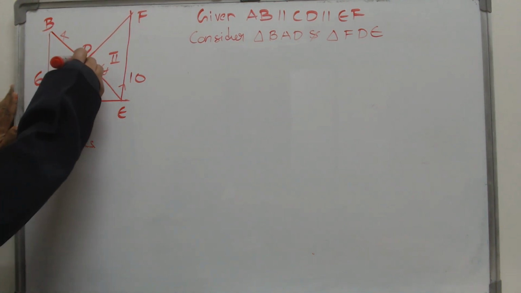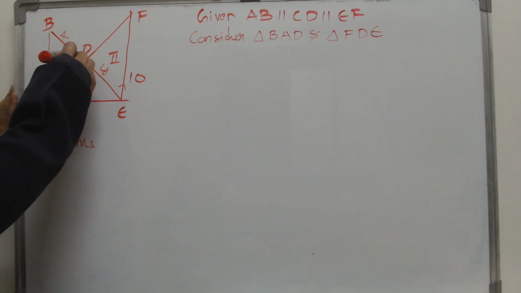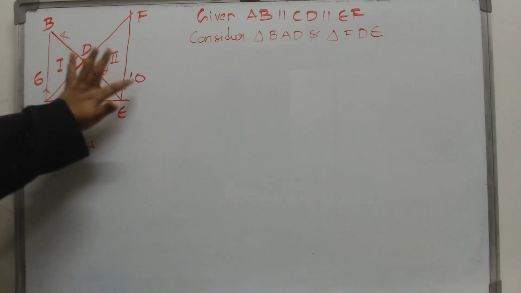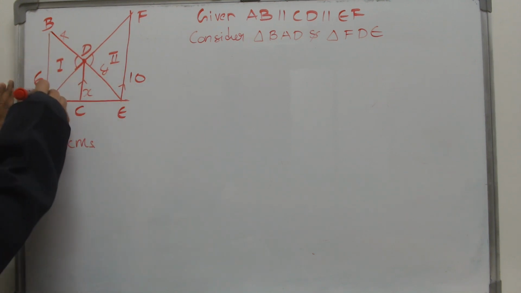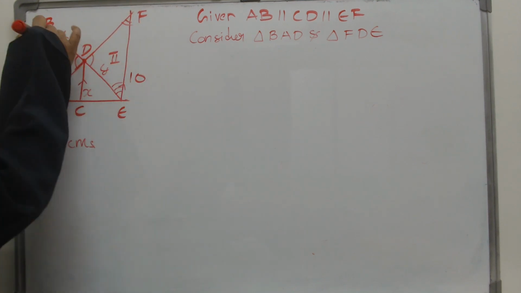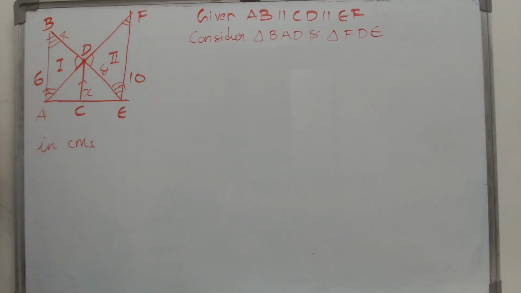There is a common vertex here. So the vertically opposite angles will be equal to one another. These are two parallel lines, which means what? The alternate interior angles also you will get. So therefore all the three angles you can prove to be equal to their corresponding angles.